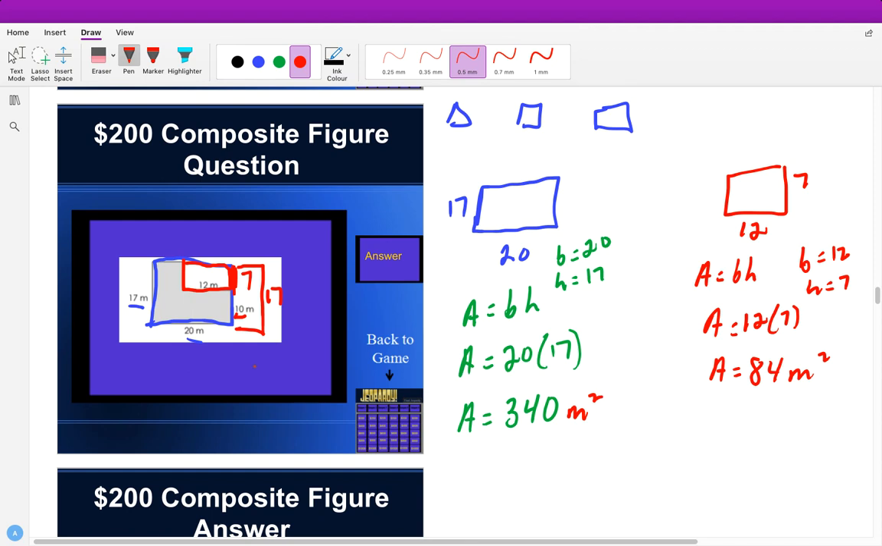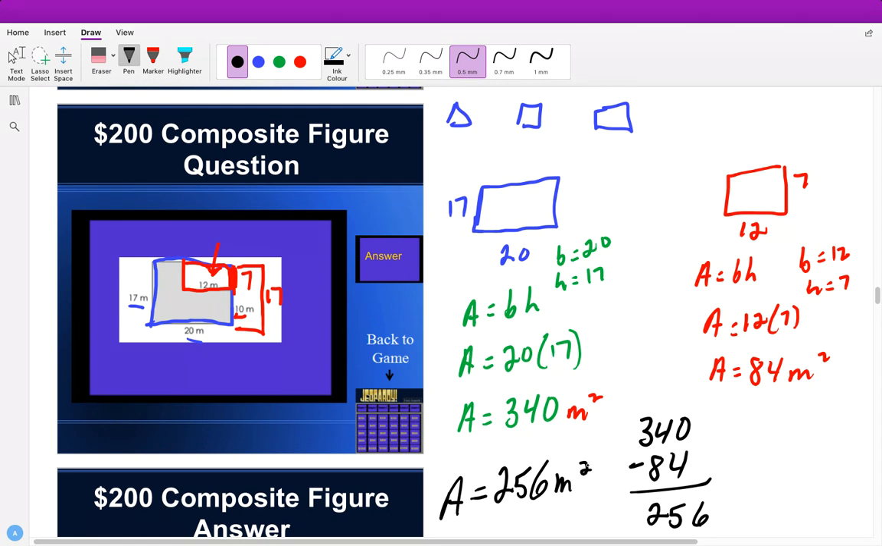All right, now, this portion is not actually part of the area we want. So we need to remove it. Well, when we're removing, we will subtract. So we will then do 340 minus 84, and that will give me 256. So that means my area of this figure is 256 meters squared.